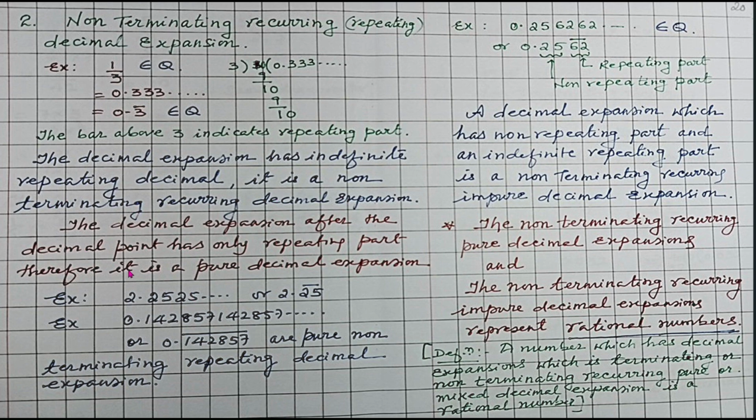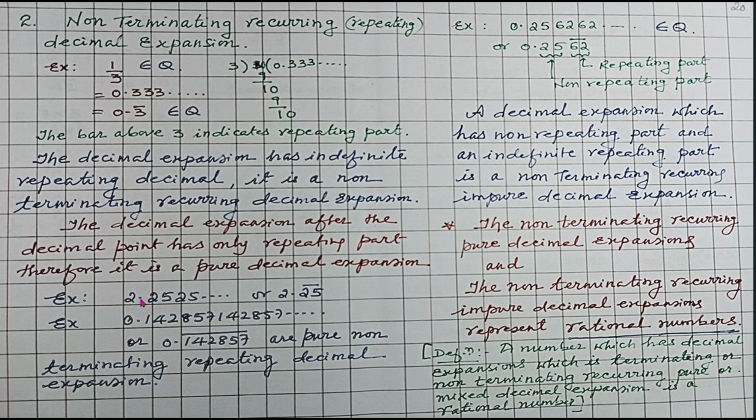The decimal expansion after the decimal point here has only a repeating part. If you observe here, it is a repeating part. After the decimal point, it is repeating 3333, and therefore it is called a pure decimal expansion. Mind you, it is a non-terminating repeating decimal expansion, but a pure one, because exactly after the decimal point there are numbers which are continuously repeating.